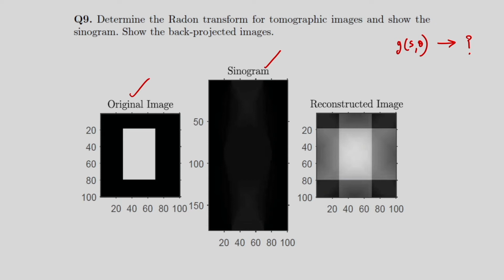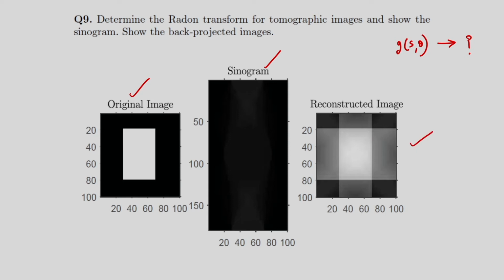For this I have to determine the ray sum. So the ray sum, or this g(s, theta), can be displayed as an image, and that is called the sinogram. And reconstruction is nothing but, for different theta, determining the back projected images, and if I combine all the back projected images, I can reconstruct the original image.